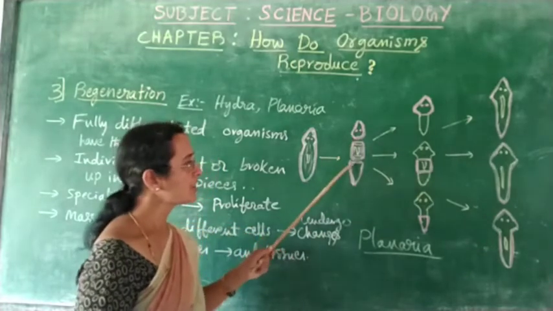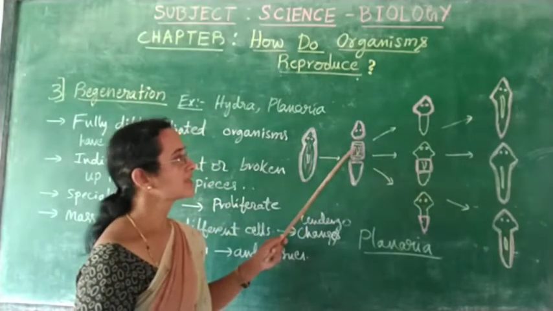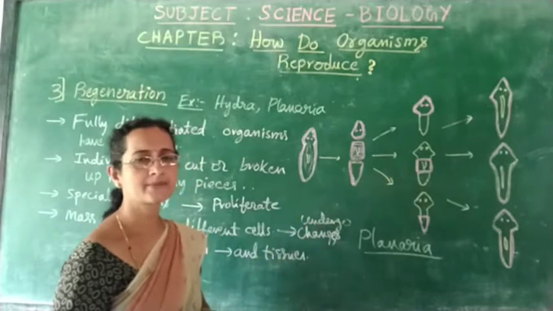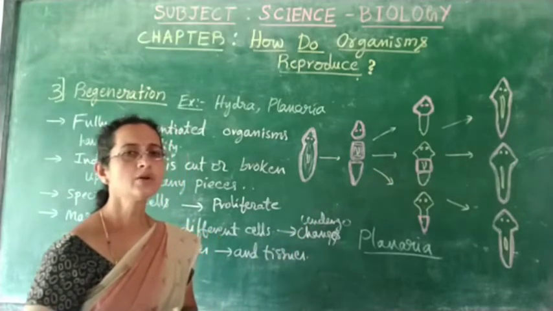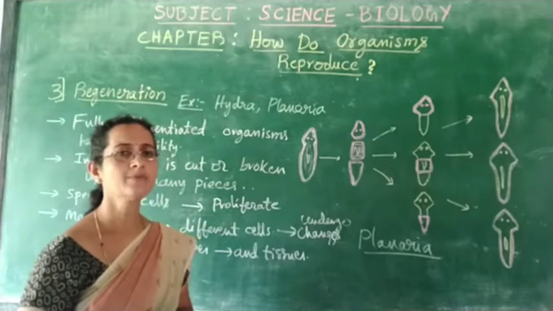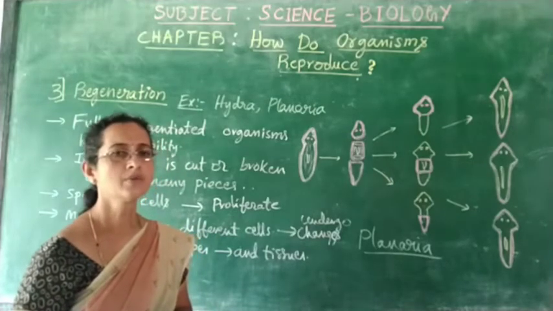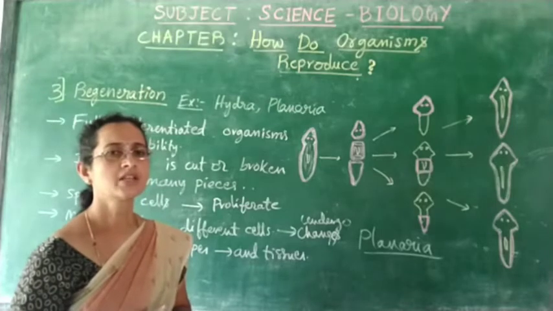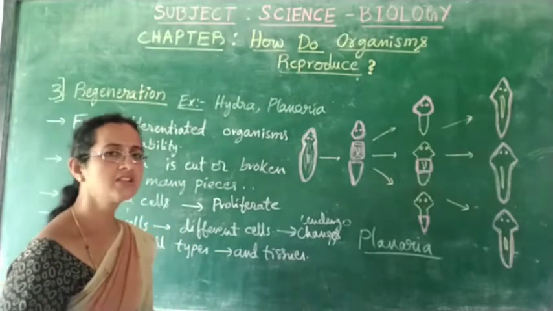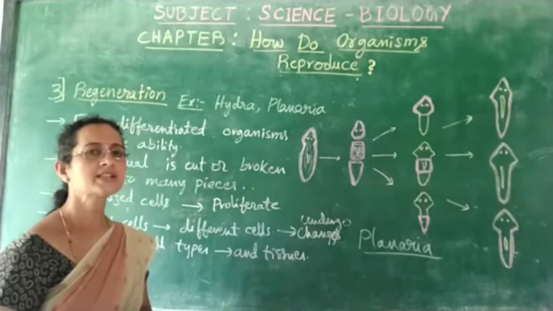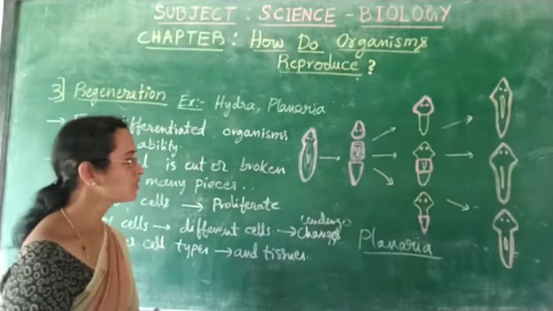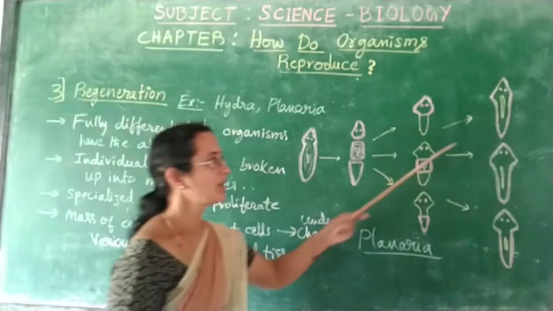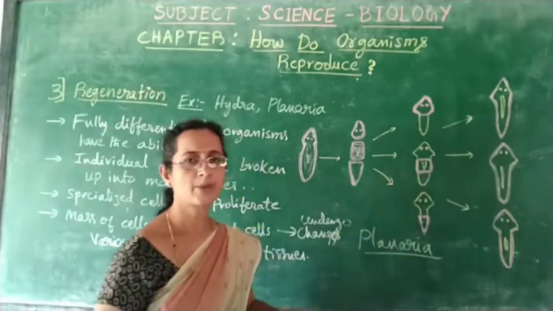Here these body parts, when they are cut, have some specialized cells in them. Those specialized cells have the ability to undergo cell division. So they proliferate to form a mass of cells. This mass of cells undergoes differentiation to form various cell types and tissues. With the help of those tissues, the new organisms are developed.